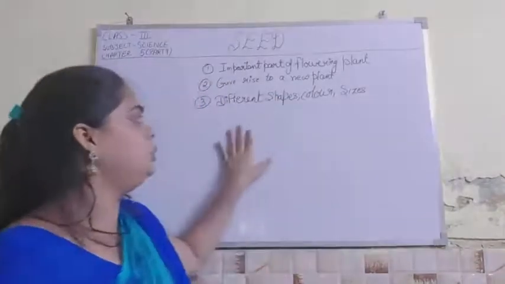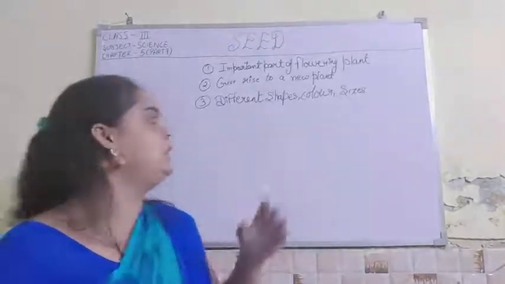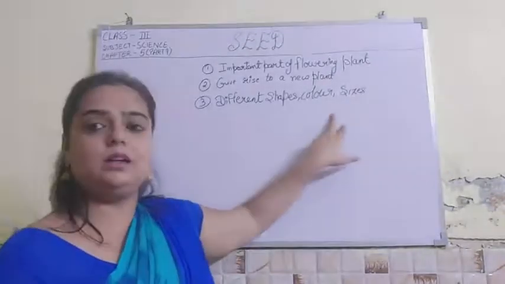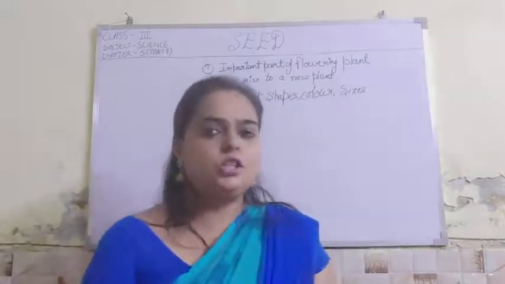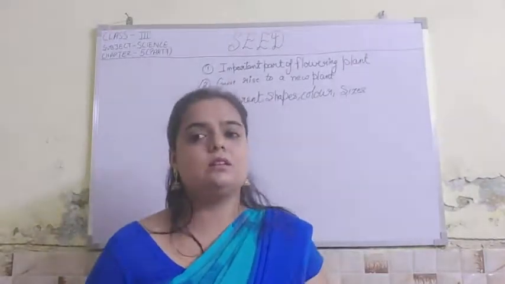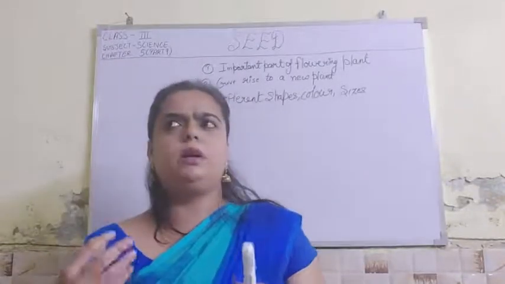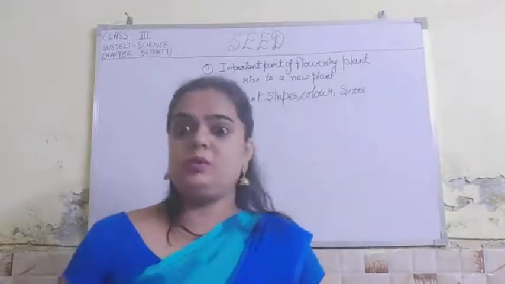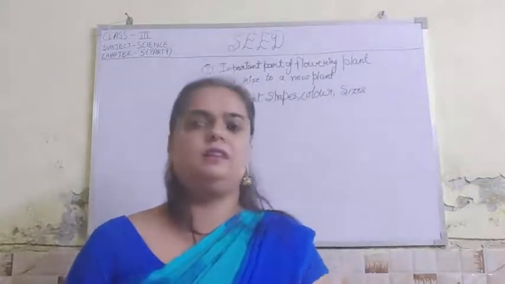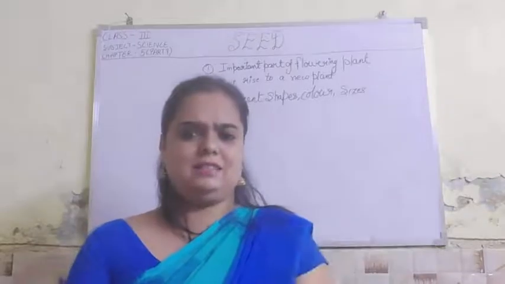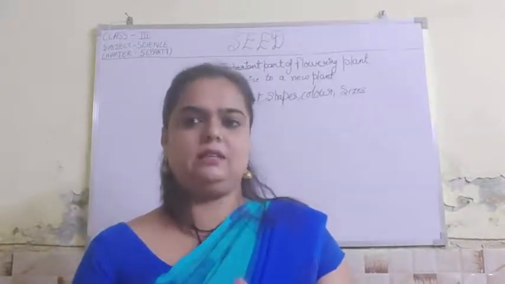Then the third point is, seeds may vary in shapes, colors, and sizes. They may be of different shapes, different colors, and different sizes. They could be round, they could be black, they could be brown, they could be wrinkled or winged or hairy, any kind. Okay? This was about seeds.